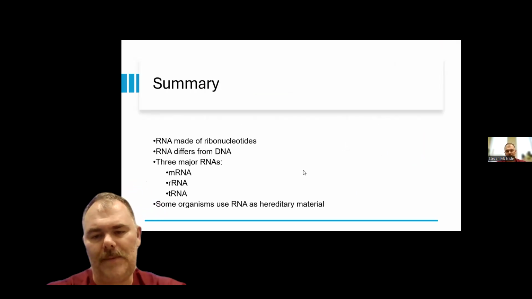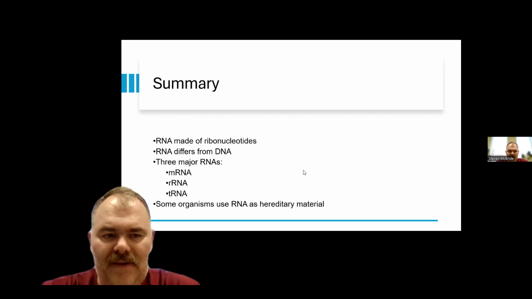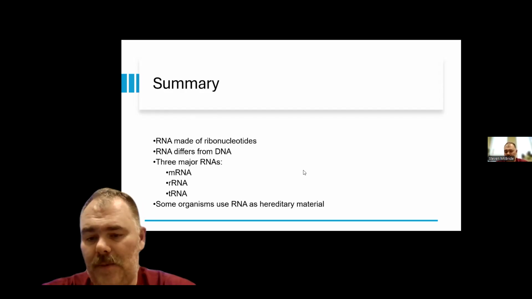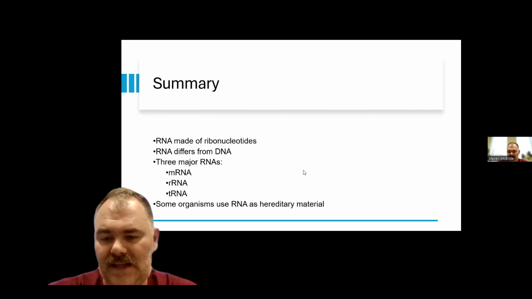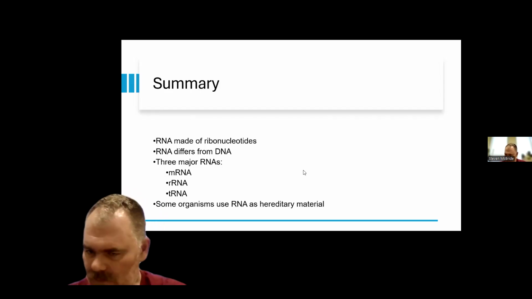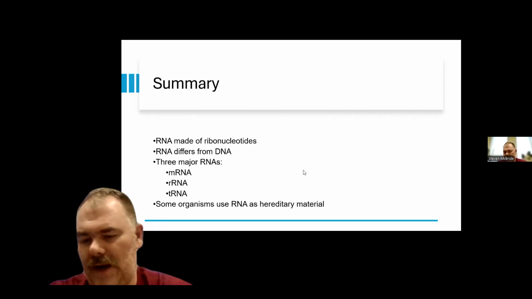All right. So to summarize this all up, RNA is made of ribonucleotides containing a phosphate group, ribose sugar, and nitrogenous bases. RNA differs from DNA in its sugar-based composition, strand structure, and stability. The three major RNAs involved in protein synthesis are mRNA, rRNA, and tRNA. And finally, some organisms like viruses can use RNA itself as a hereditary material.